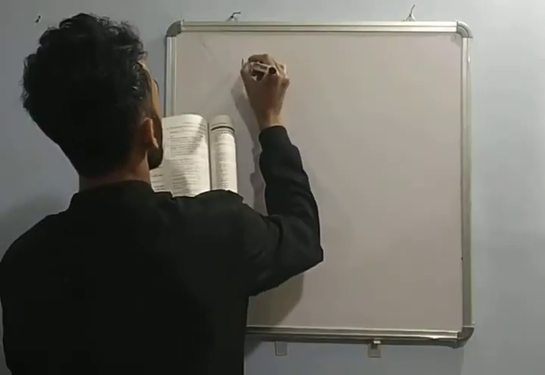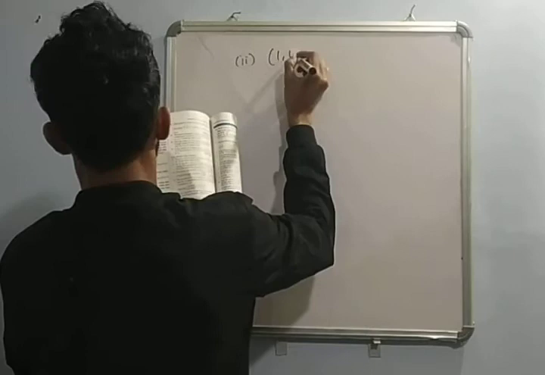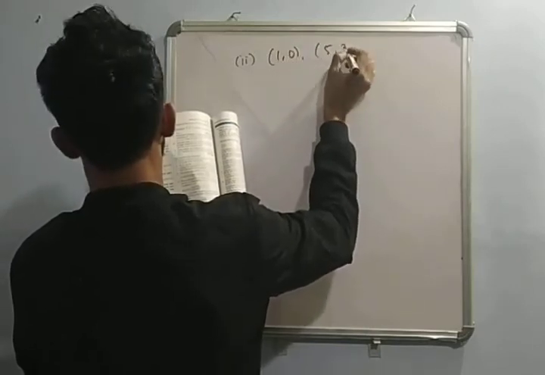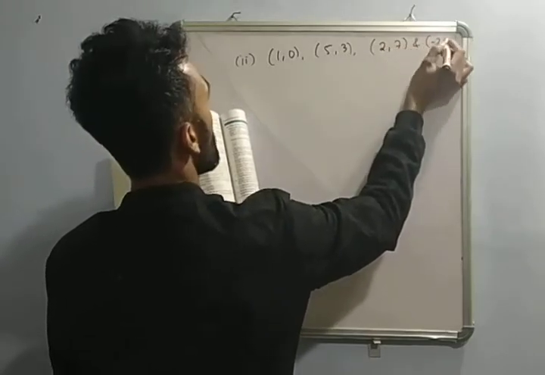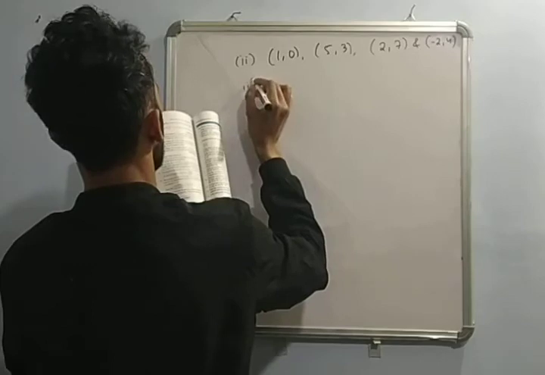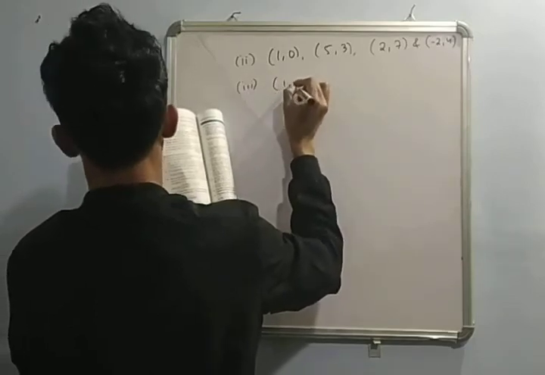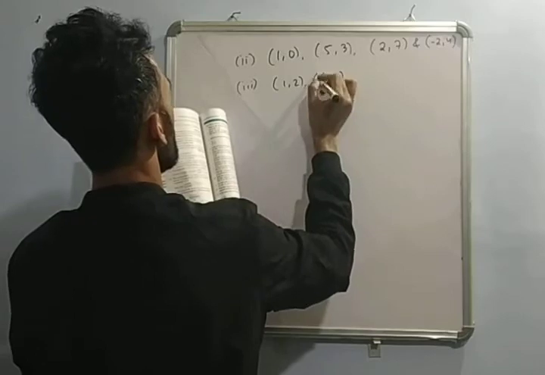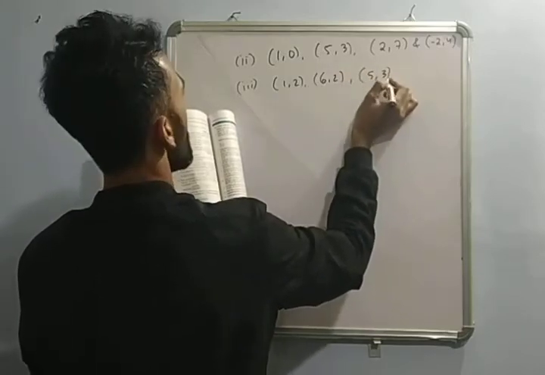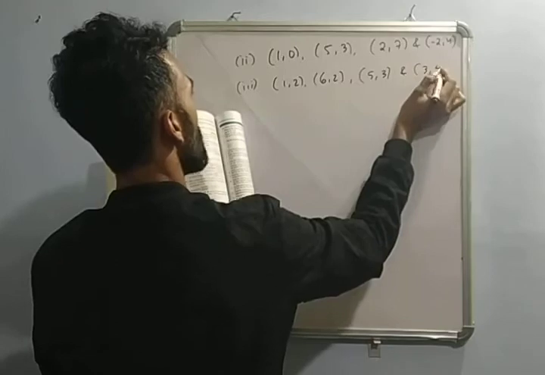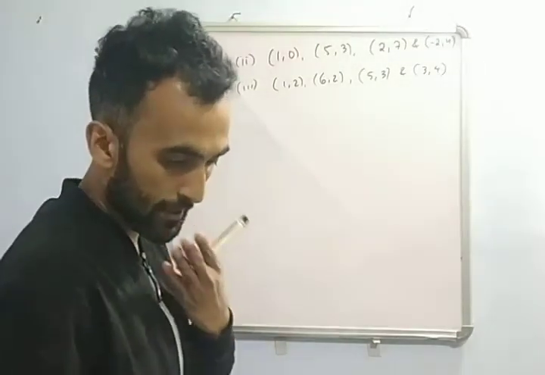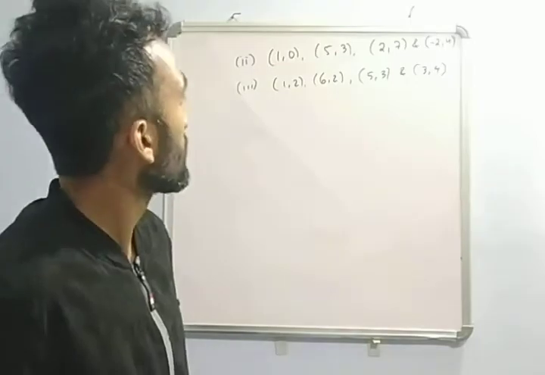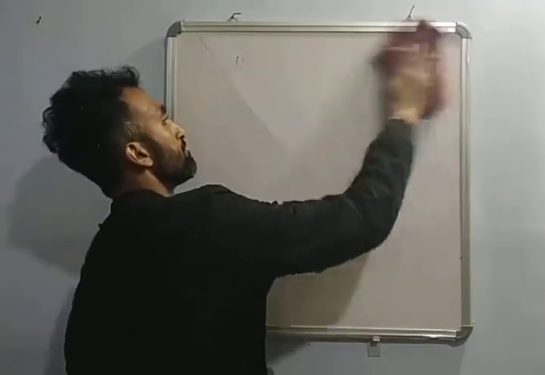Sub number 2, the question goes like this. Vertices are like this. Question is the same, only area, find the area of the quadrilateral. Minus 2, 4. Sub number 3: 1, 2. 6, 2. 5, 3. And 3, 4. Those who are facing problems, please let me know. These are the two questions which you have to try a bit by yourself, and please let me know whether you could do it or not. Now this is question number 2, done.